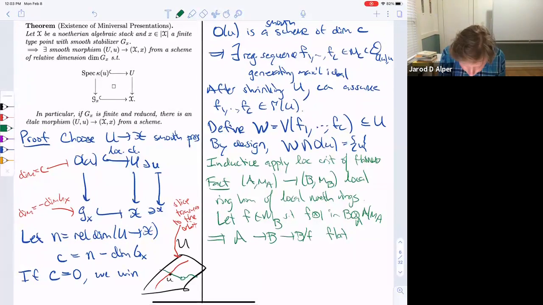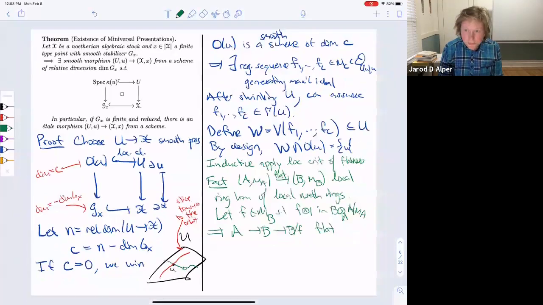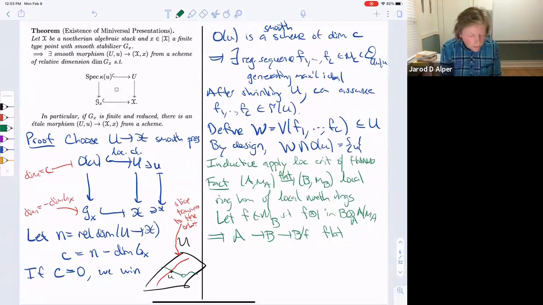Now, I guess I need to assume that this is flat to begin with. But that's exactly what we have. We're in the situation that we could apply this. And note that really the only facts we're using about regular sequences are, one, that the maximal ideal of a regular local ring is generated by a regular sequence whose length is equal to the dimension of the ring. In other words, the depth of the ring is equal to the dimension of the ring. And then we also need that if you pull back a regular sequence along a smooth morphism, it remains a regular sequence.